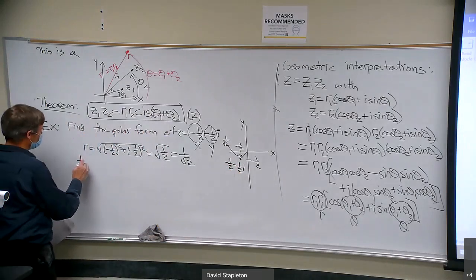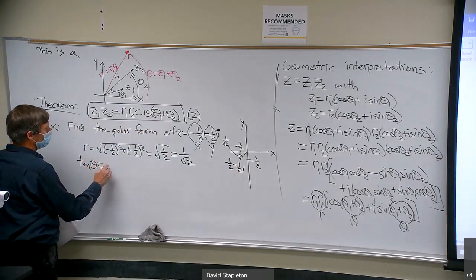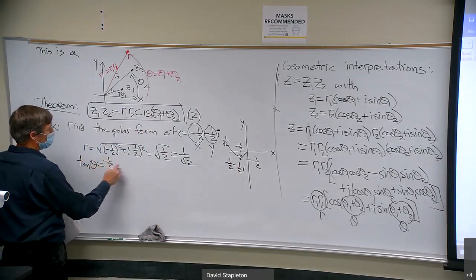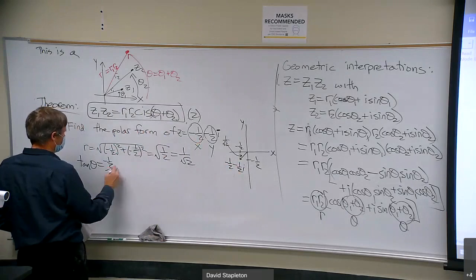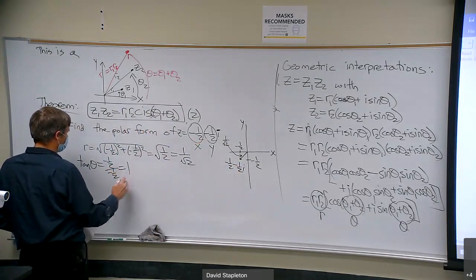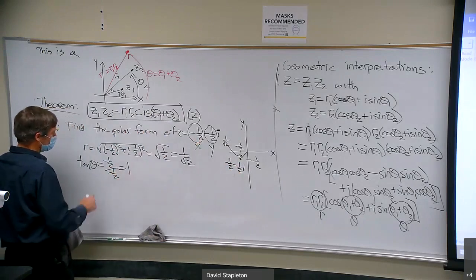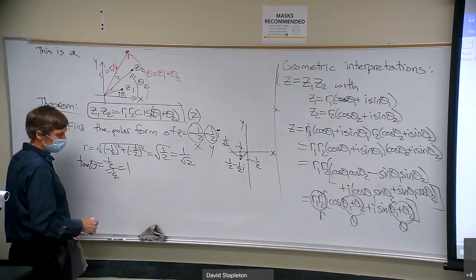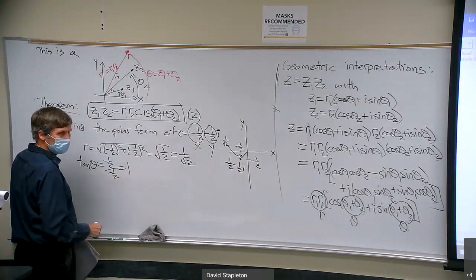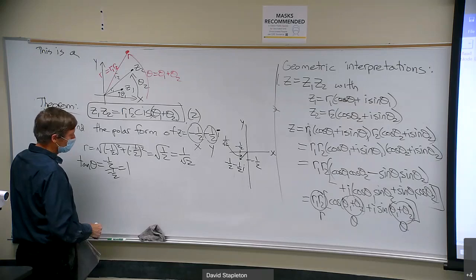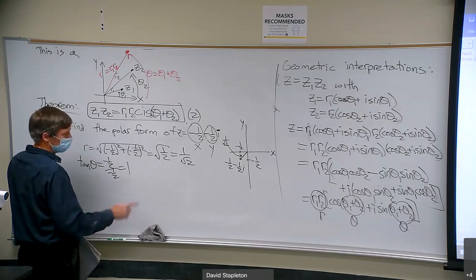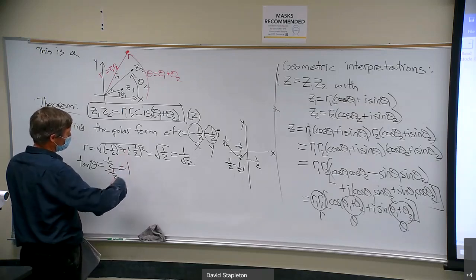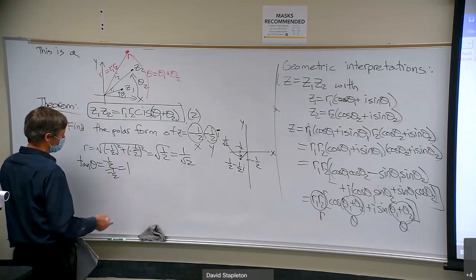Now, how about theta? We solve tangent theta equals y over x. It's minus a half, that's y, over x, minus a half. Oh, it's just equal to 1. How do I solve tangent theta equals 1? I might have memorized it by now. It's actually two different directions, right? You have 45 degrees or 225 degrees, both have tangent equal to 1, the two opposite directions.